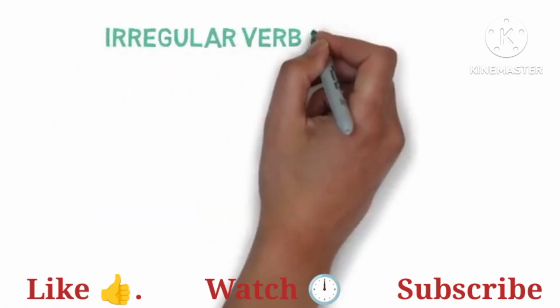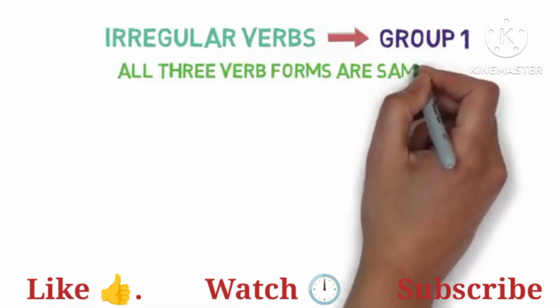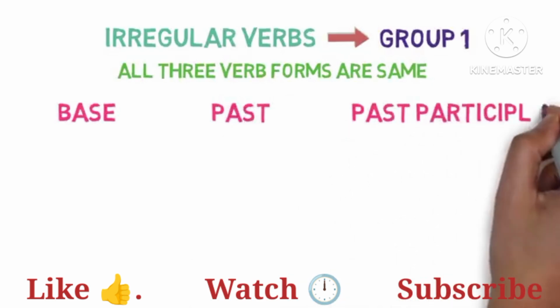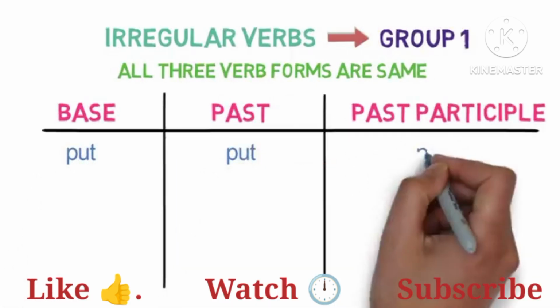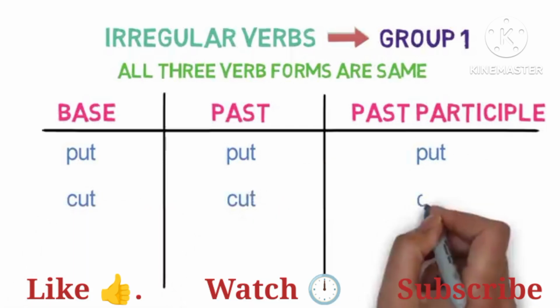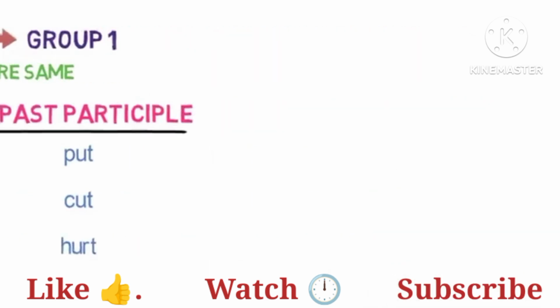Let's look into examples of irregular verbs of group 1. All 3 verb forms are same. Examples for base form, past form and past participle form. Put in base form remains put in past and past participle form. Cut in base form remains cut in past and past participle form. Hurt in base form remains hurt in past and past participle form.